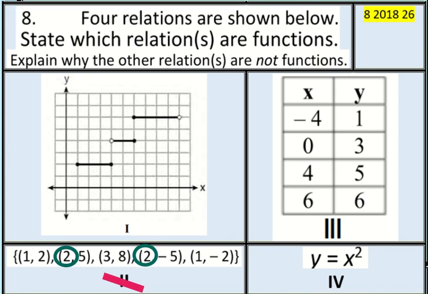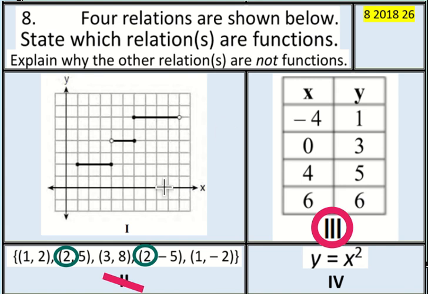Next, I want to go over and look at number 3. Notice that we have -4, 0, 4, and 6 for our inputs. There's no reason to assume that this is not a function. All the x's are unique. So I don't know exactly what the function is for this table, but this is definitely a function.